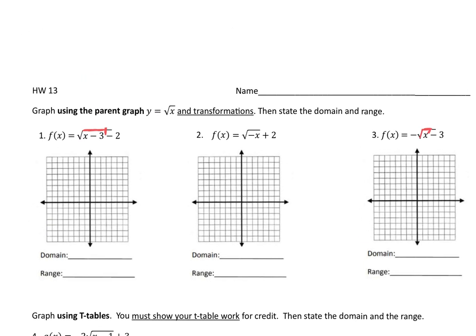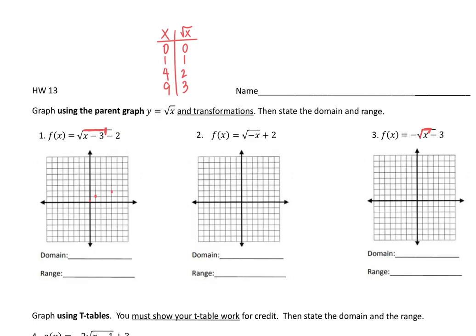Let's remember that the parent graph, we're going to plug in perfect squares, 0, 1, 4, and 9. And we're going to get the square root of those numbers, 0, 1, 2, and 3. Right, the square root of 0 was 0, the square root of 1 is 1. So we need to know the parent graph so we can start with that function. And I'm going to put that on my graph in red.